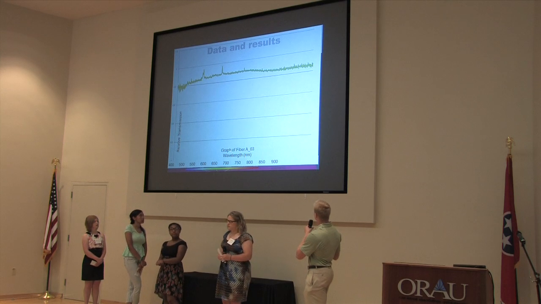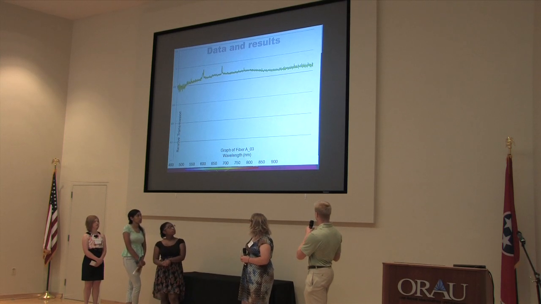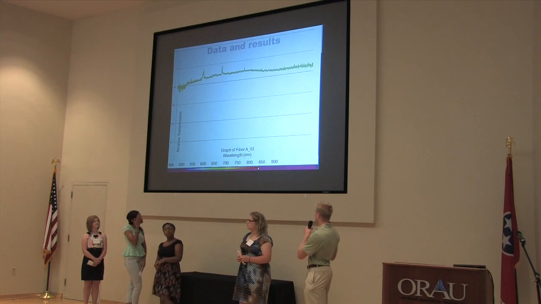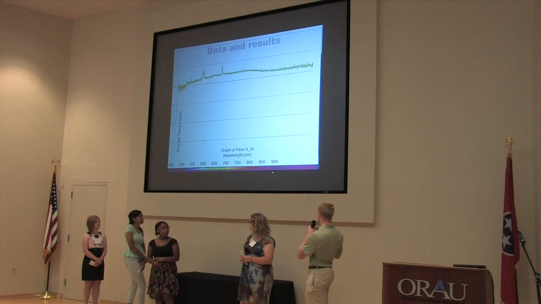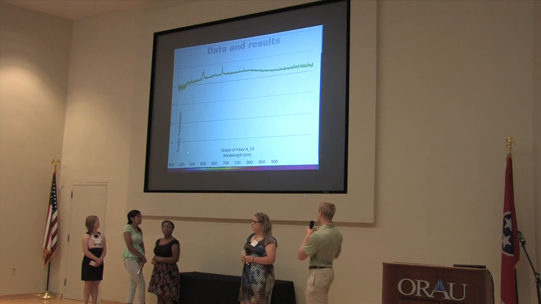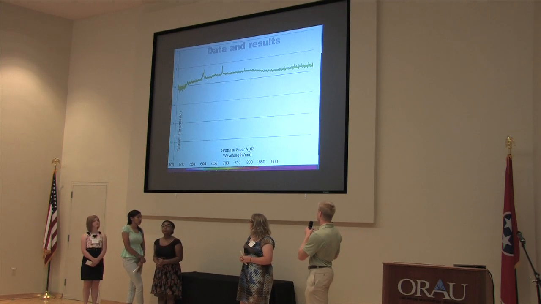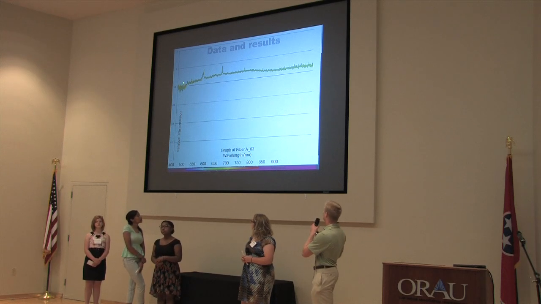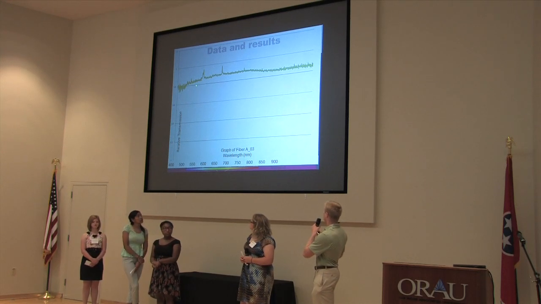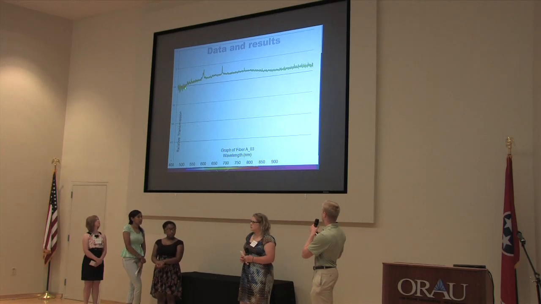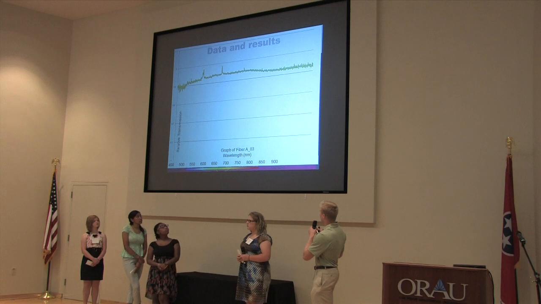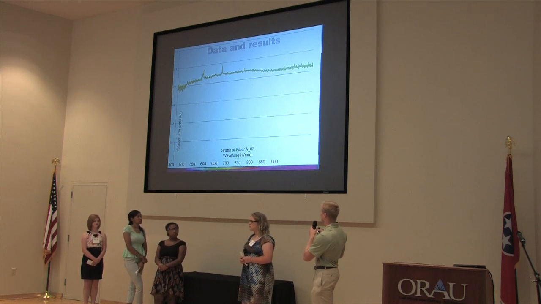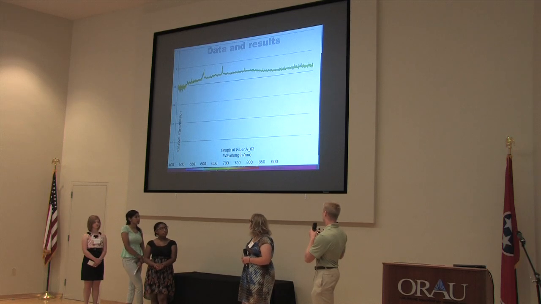Right here is a graph of fiber A_03. On the x-axis, we have our wavelength of light going from ultraviolet through the visible spectrum to infrared. And on the y-axis, we have our relative transmissions. As you can see by this graph, this is a fairly good fiber for transmitting light. The relative transmittance stays at about 85% all the way through. So it's not very good for specific wavelengths, but it's very good if you're studying a broad spectrum.